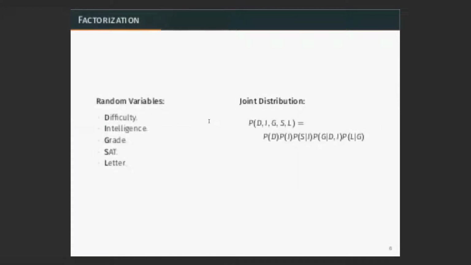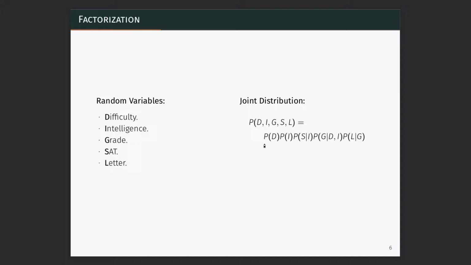Bayesian networks. In Bayesian networks, we have random variables, and we're going to stick to the toy example where we had difficulty, intelligence, grade, SAT, and letter. The idea is to capture this joint distribution. In the naive Bayes model, the joint distribution was just a multiplication of all the probability distributions of the random variables. This is not the case. As we saw before, we have dependencies.